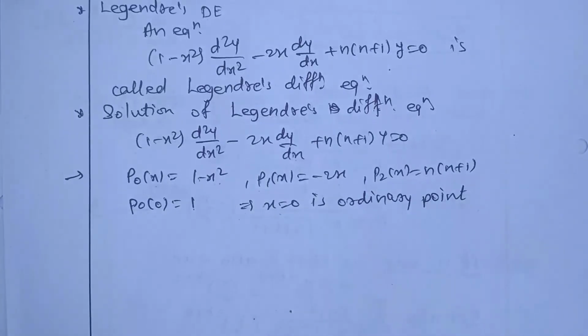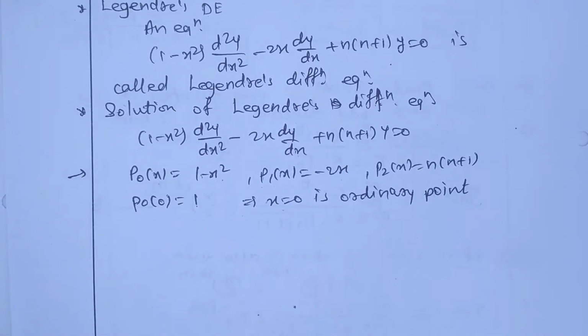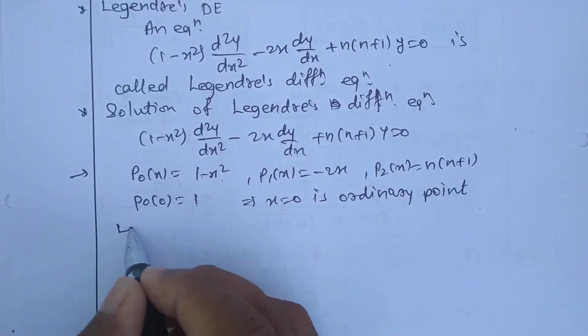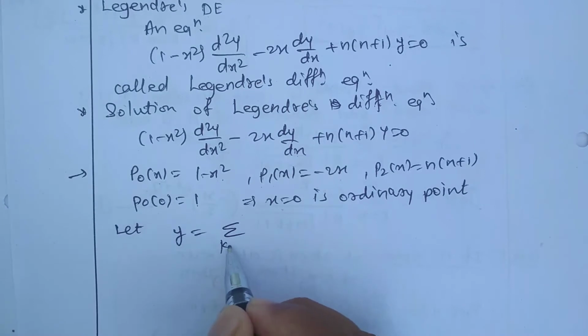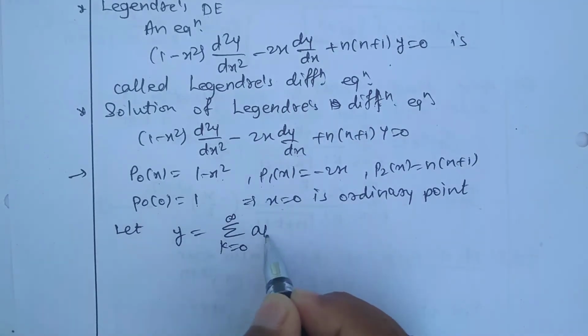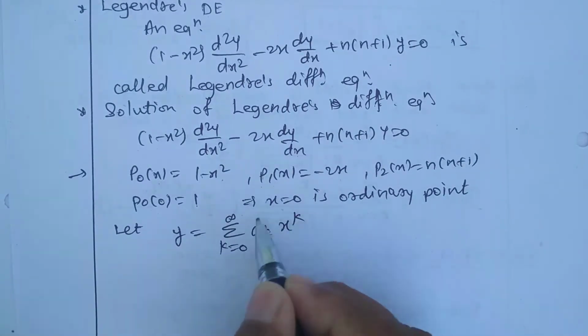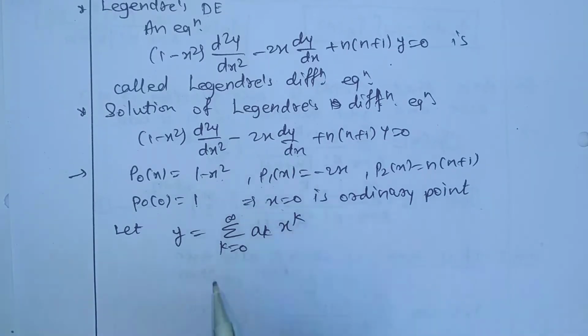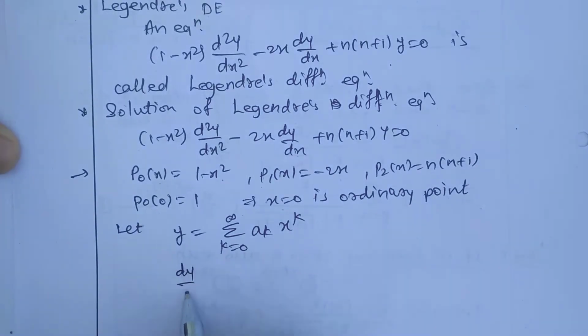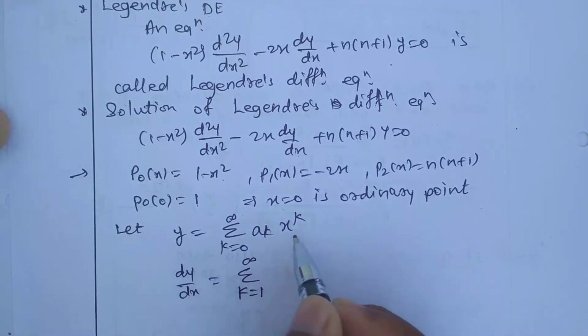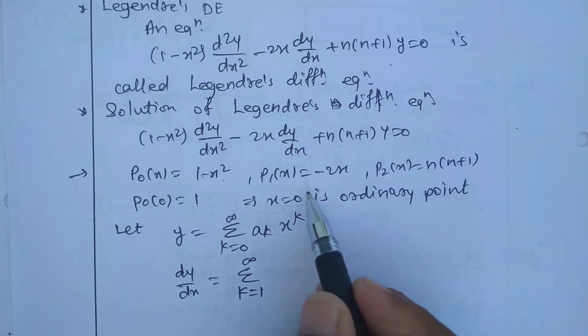So in previous lectures we already learned the solution at an ordinary point. So we have to take the solution at the ordinary point as y equals summation k varies from 0 to infinity ak x to the k only, not m plus k. Here x to the k only. Now differentiating this, we will get the value of dy by dx. It is summation k varies from 1 to infinity. Note down, here the power of x is k only.